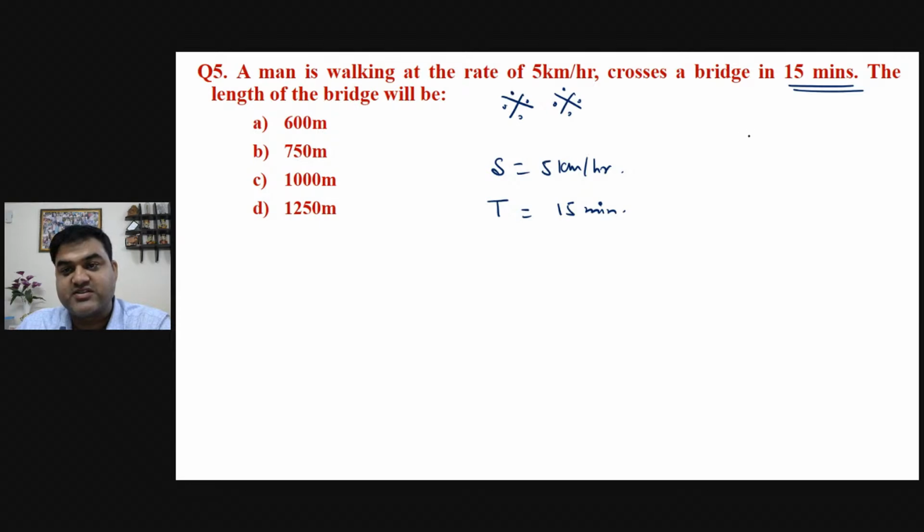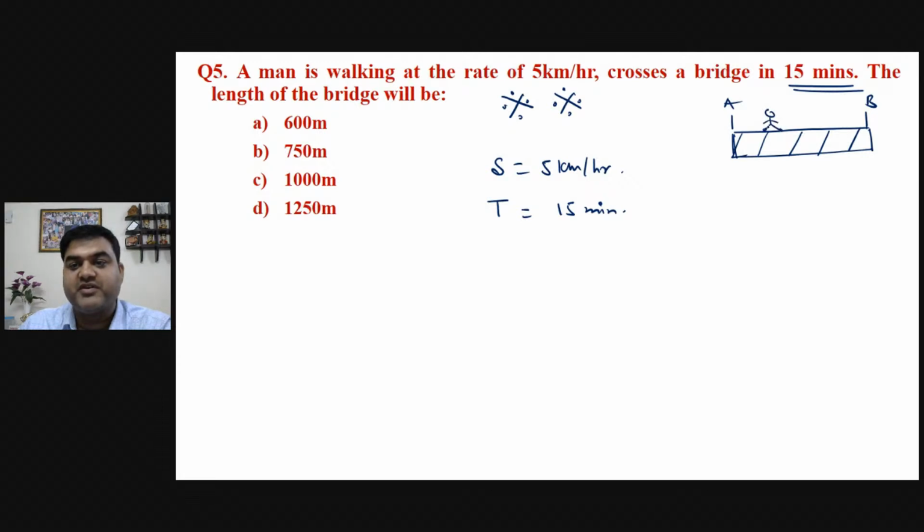Suppose a person is there, and this is a bridge. Suppose this was a bridge from where the man was passing. This is the starting point and this is the ending point of the bridge. Let us suppose that this is point A and this is point B. A man is walking from this place to this place, and for crossing this complete length of the bridge, he took 15 minutes, at 5 kilometer per hour.